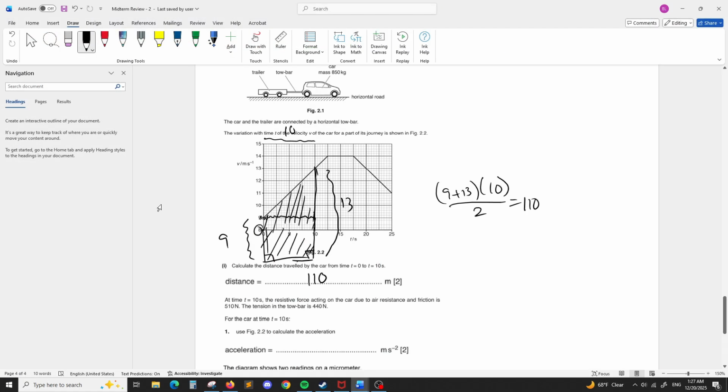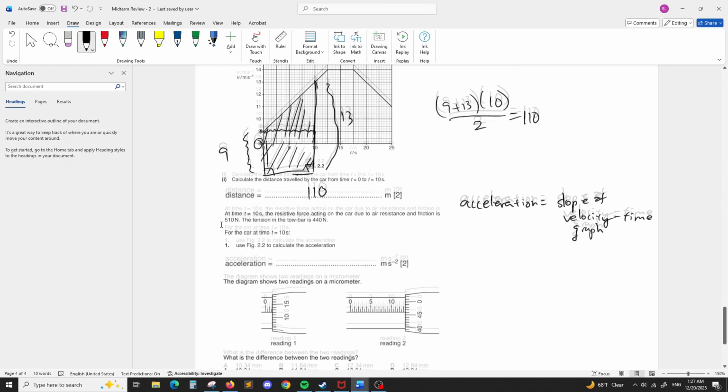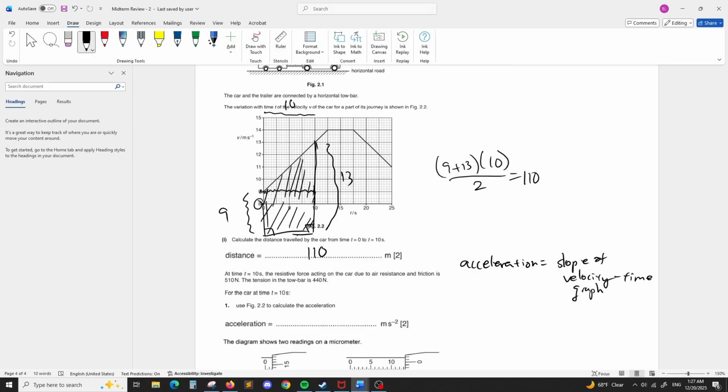Yeah, I think we can just choose this. So we know that acceleration is equal to the slope of the velocity-time graph. So we're just going to take the slope of this, which is 13 minus 9 over 10, I think, which is equal to 0.40 meters per second squared.